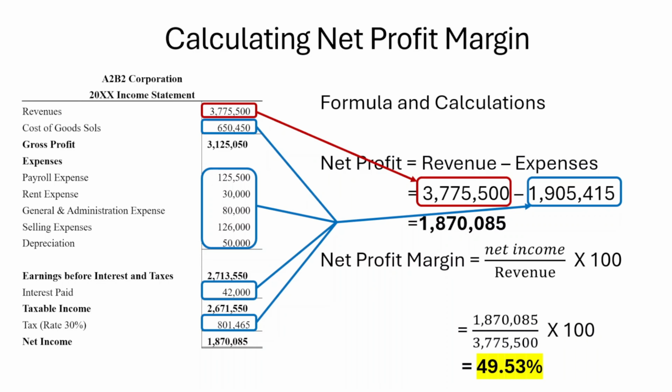Very important to reiterate again is that the net profit is simply revenue minus expenses. That is the first to be calculated in these margin calculations. Then you come to the net profit margin where you use that net income, then you divide by the revenues as a percentage.